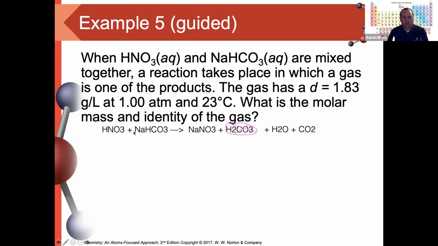If we were just to base it off of the reaction itself, we would be able to say pretty definitively that it's going to be carbon dioxide. But let's go ahead and use the other data to help us out. With the density of 1.83 grams per liter, what we are saying is that 1.83 grams of our substance is equal to 1 liter of our substance.